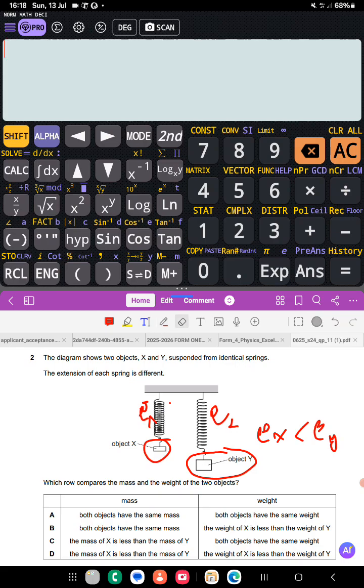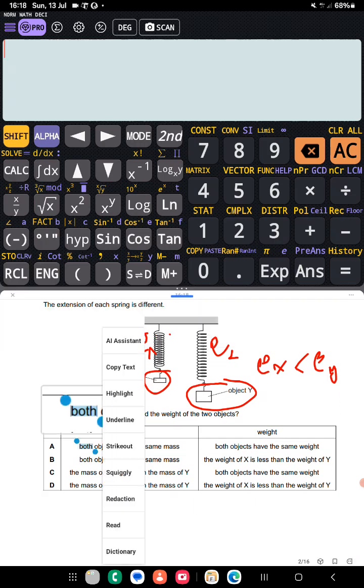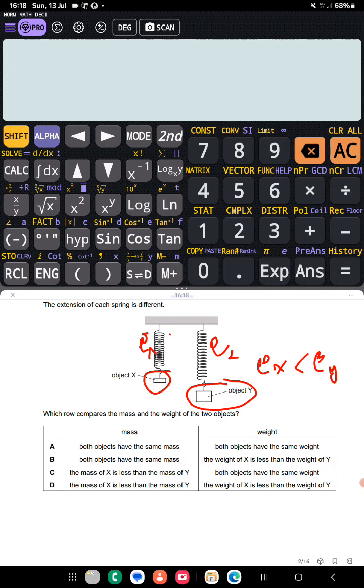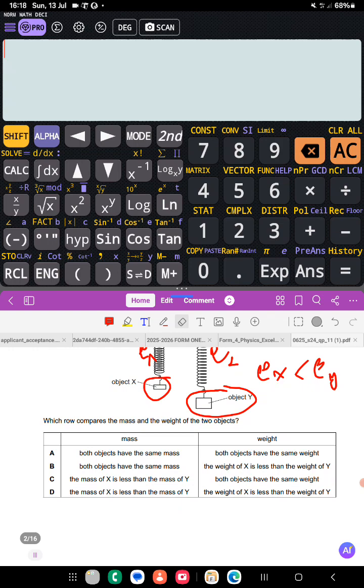All right, let's look for the options. Option A is saying both objects have the same mass. That cannot be, because if the masses were the same, the springs would be extended by the same magnitude. Both objects have the same weight. No, so it cannot be A.